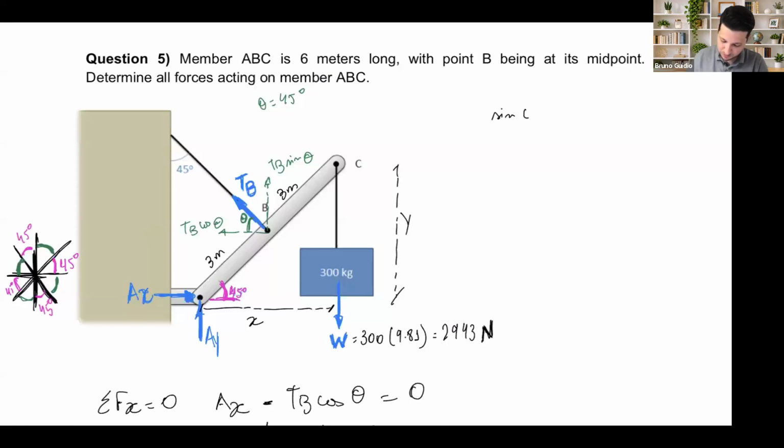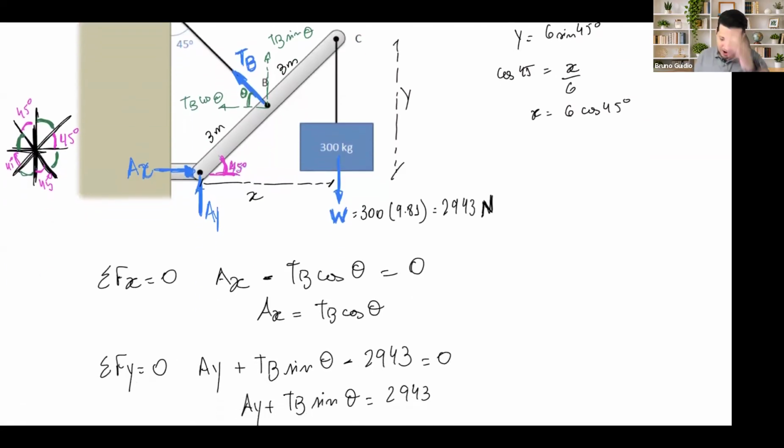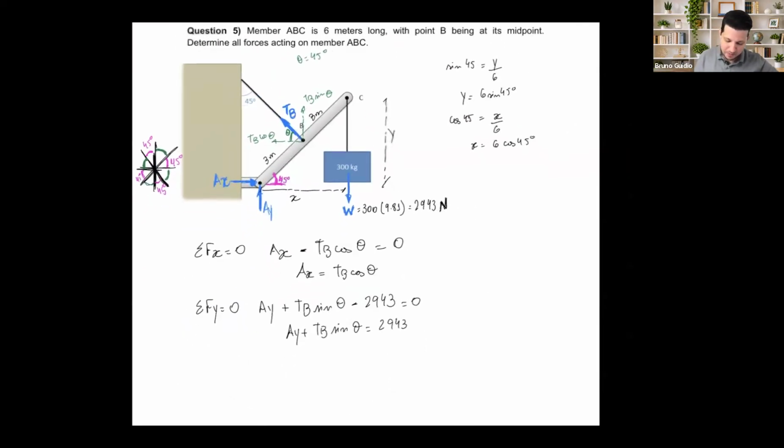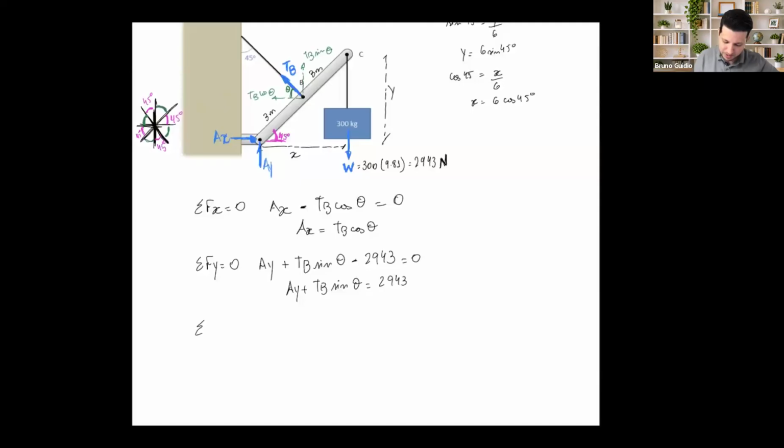Sine of the angle, sine of 45, is y over 6. Y is 6 sine of 45. Cosine of 45 is x over 6. X is going to be 6 cosine 45. So now I know x and y. So y is important because for the moment, the sum of the moments at A should be 0.